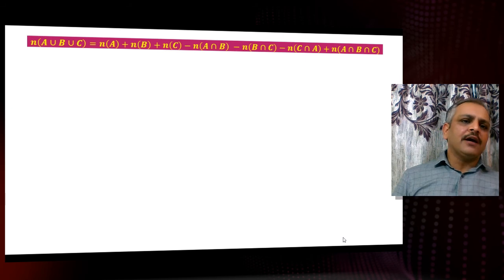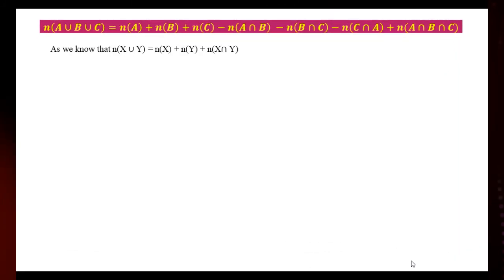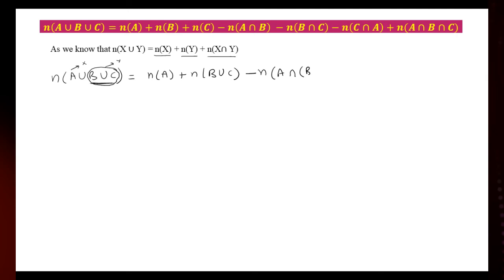And theoretically, how we will derive this formula? How we will prove the number of elements in A union B union C. So let's see. We know that number of elements in X union Y will be equal to number of elements in X plus number of elements in Y minus number of elements in X intersection Y. And the same thing I will use to find out A union B union C. How? See, instead of B union C, if I suppose it as a single set, then A union B will become number of elements in A plus, instead of Y, I will use B union C, minus X intersection Y. This will act as X and this will act as my Y. So it will become number of elements in A intersection B union C.